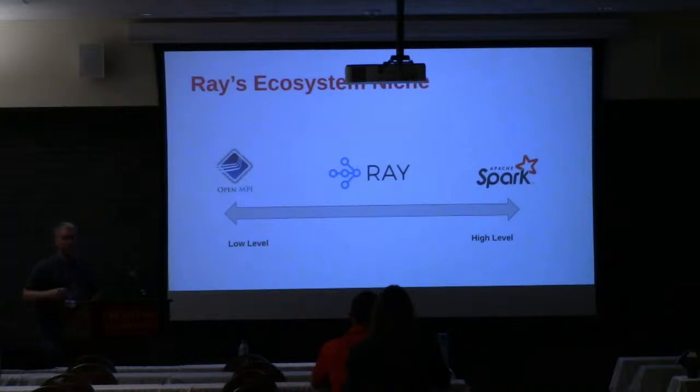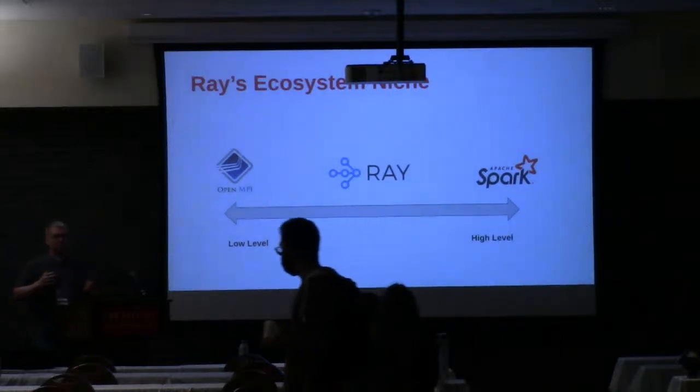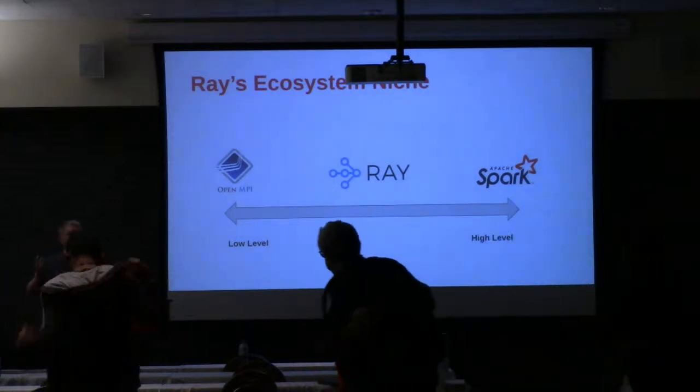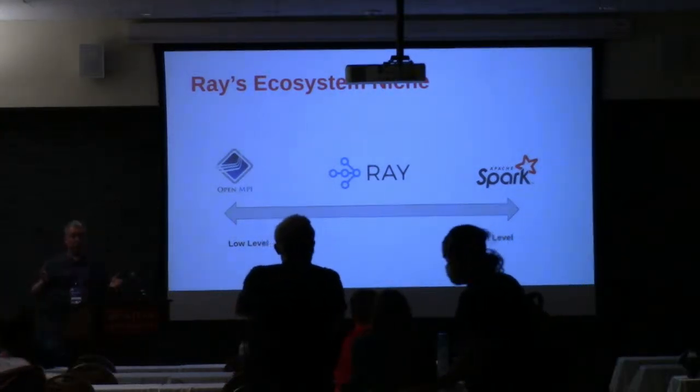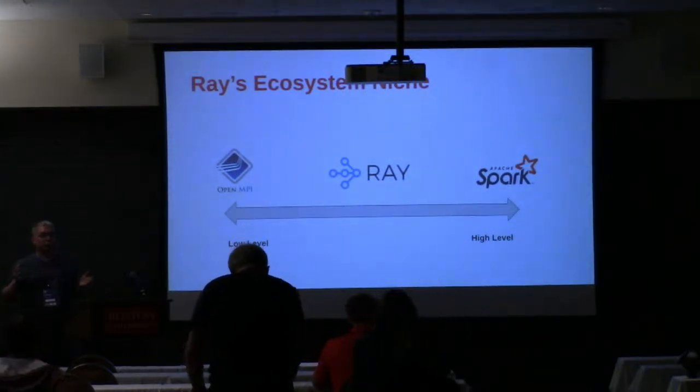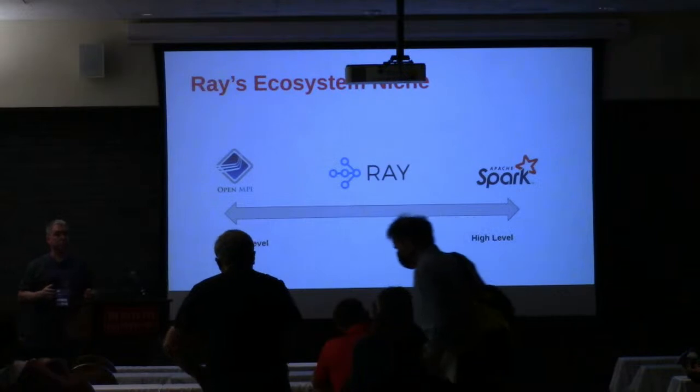So Ray was designed to occupy a niche on the spectrum that you could say is at a significantly higher level than something like OpenMPI, which is of course extremely low level, but gives you a little bit more fine-grained control of what kind of parallelism you actually have than something like Apache Spark.